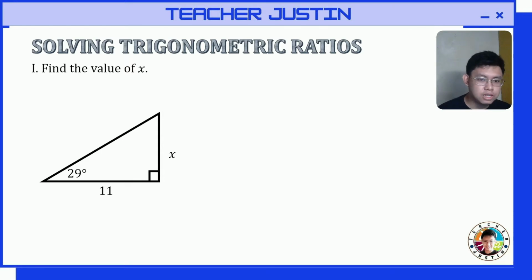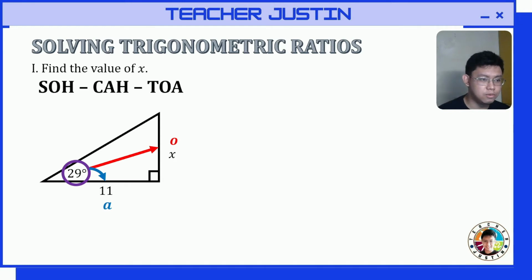So first thing that we need to do in order for us to find the value of this variable x in this right triangle is for us to identify our angle. So we have this angle, and then let's identify our given parts. So we're given the adjacent side, and we're looking for the opposite side of that angle. Okay. Then let's identify what trigo ratio are we going to use using SOHCAHTOA. So since we're given the opposite side and the adjacent side, we're going to use tangent 29 degrees.